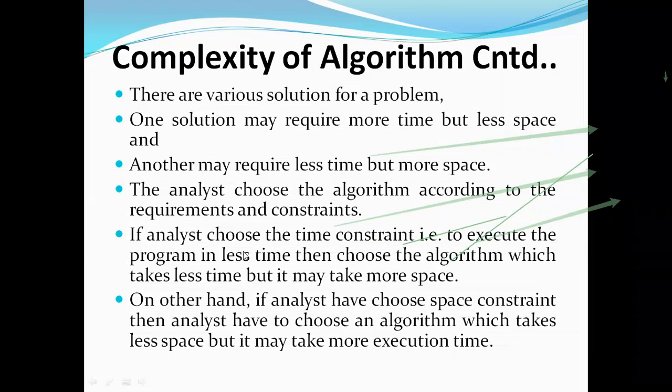So if I tell the analyst that I want the algorithm that will take less time to solve the problem, the analyst will choose the algorithm that will take less time, and he doesn't bother about the space, whether it will take less space or more space. On the other hand, if the analyst has to choose a space constraint, then the analyst will choose an algorithm which takes less space, but it may or may not take more time. So if I say that the analyst should go for the algorithm that will take less space because my priority is space, the analyst will choose that and won't bother about the time, whether it will take more time or less time.